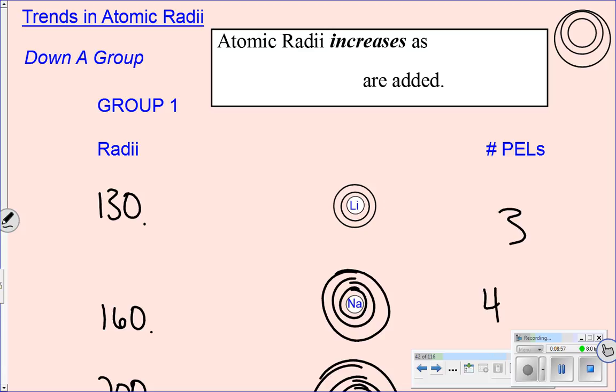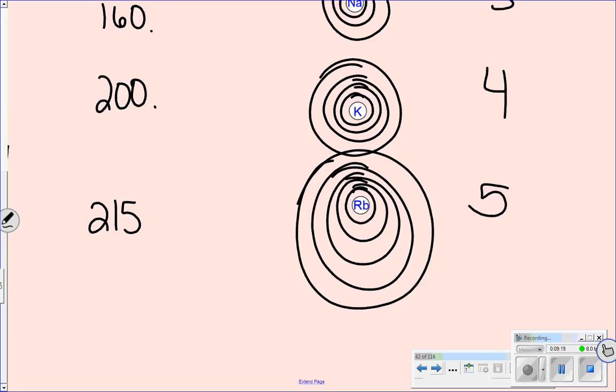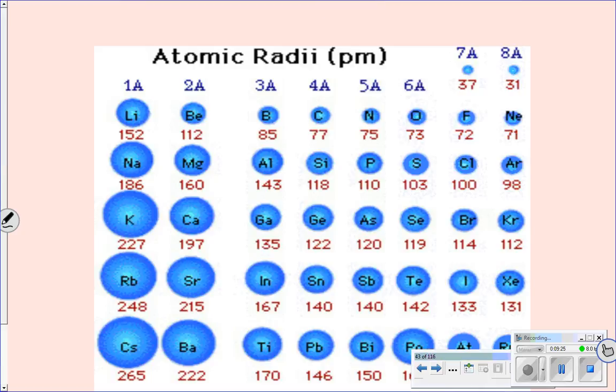So what we see here is as we go down a group, we go from 3 PELs to 4 PELs to 5 PELs to 6, 3, 4. Oh, sorry. All that work to not make a mistake on the other side. Sorry, lithium's 2, sodium's 3, 4, and 5. So what we can see very clearly with this trend is as we go from top to bottom on the periodic table, atomic radii will increase, and this is due to an increasing number of principal energy levels.